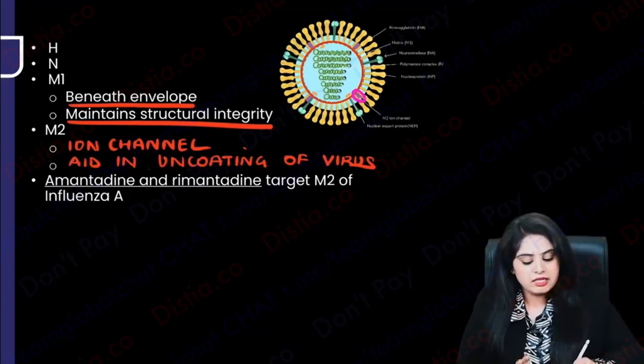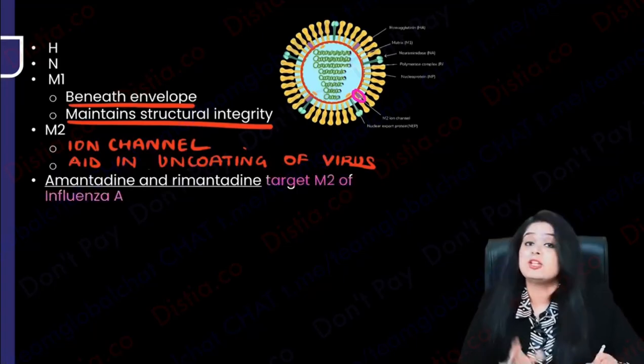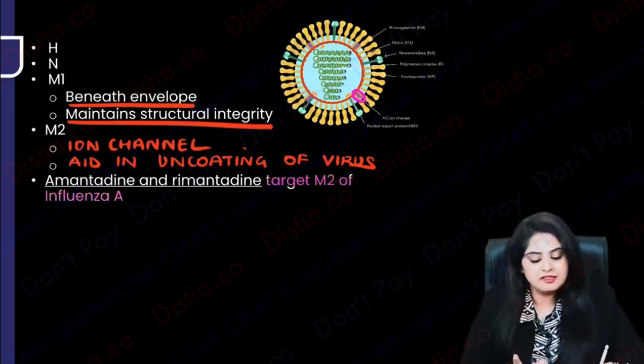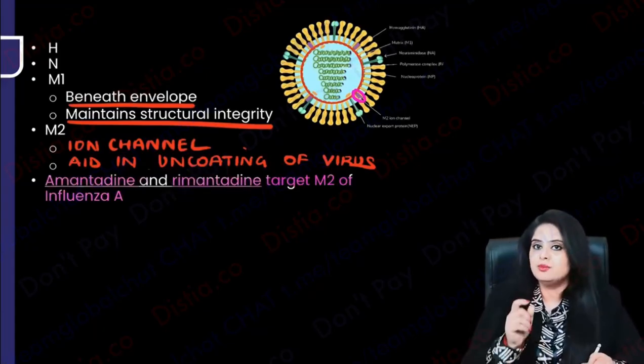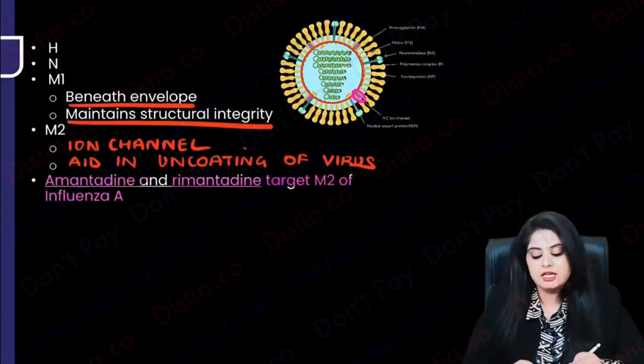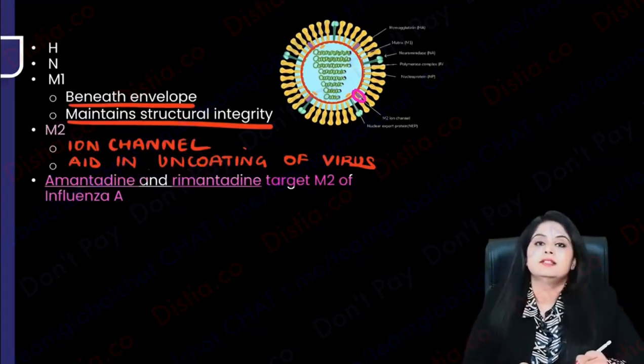Now we have targeting drugs against M2, especially only for influenza A, and that is amantadine and rimantadine. You must have seen these drugs being given in influenza. Why? Because what is the channel that they target? It is the M2 channel that they are going to target.